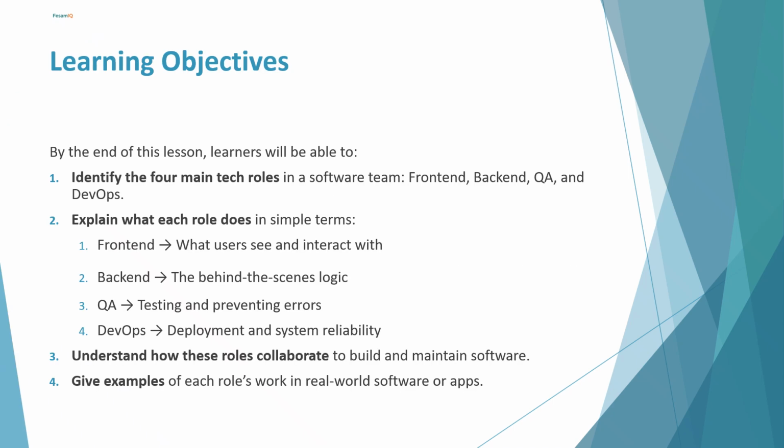It is expected that by the end of this lesson, you're able to identify the four main tech roles in a software team, which consists of the front end, the back end, the QA, and the DevOps. You'll be able to explain what each role does, understand how these roles collaborate to build and maintain software, and give examples of each role's work in real-world software.